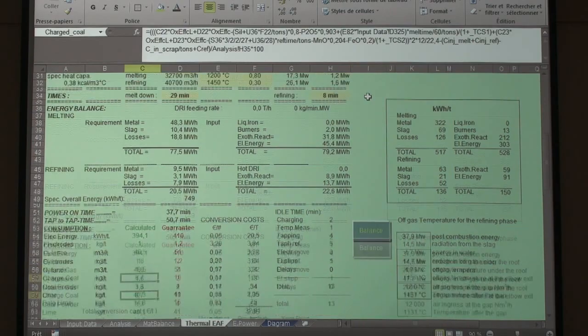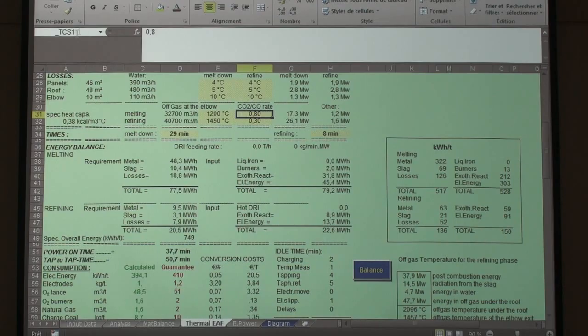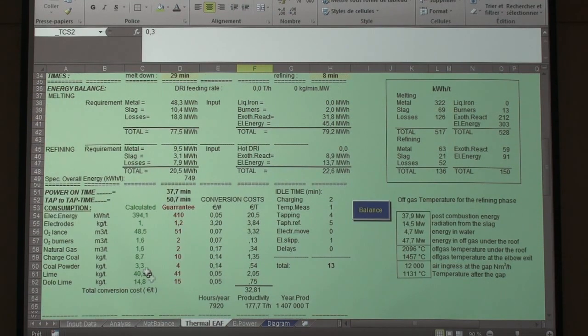Yes, the TCS, in French, is taux de combustion secondaire, which is the secondary combustion rate. Taux, rate, is taux, T-A-U-X. Now, how much is it? TCS1 is this one here. You see here. Alright? And this is TCS2, or TCS melting, TCS refining. Yes. Right?